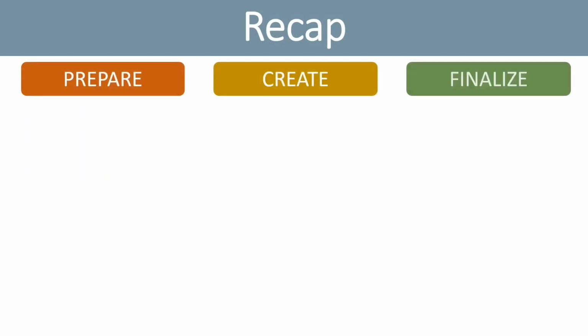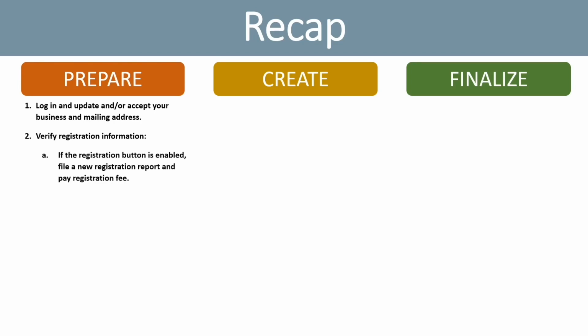So, to review, the quarterly activity report filing process can be broken into 3 main stages: prepare, create, and finalize. To prepare, first log in to the e-filing system and update and/or accept your business and mailing address information. Then, verify your registration information. If your registration button is enabled, file a new registration report and pay the registration fee. If the registration report is not due, update any necessary information to the latest registration if needed.